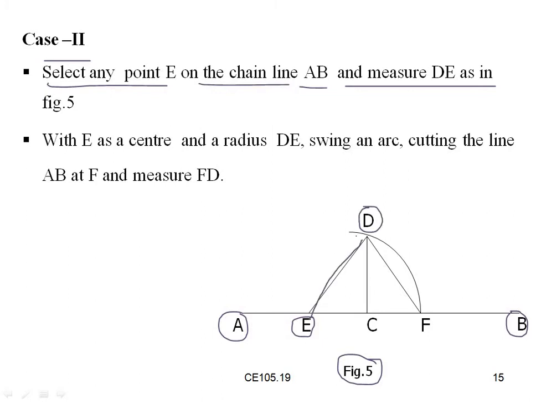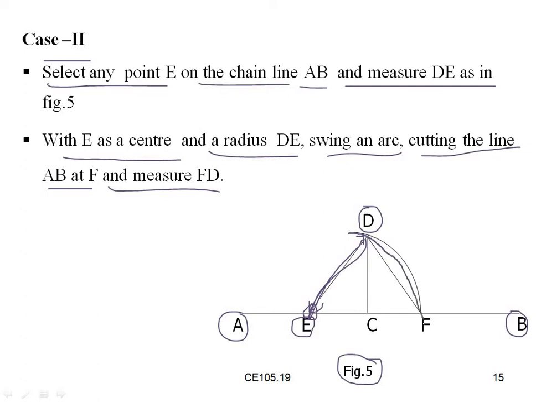So measure DE, the length you will get, and keeping E as center and radius DE, swing an arc cutting the line AB at F and measure FD. Here, by taking the length of ED, keeping the point on E, swing the arc to the line AB. Name the point where it touches the line as F. And measure FD.